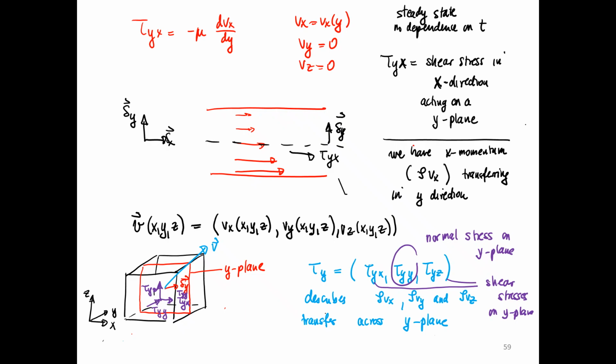So I need a vector to describe how all of the momentum components, rho vx, rho vy, rho vz, are transferring across y plane. Okay? So note that rho v is my momentum. It's a vector, right?